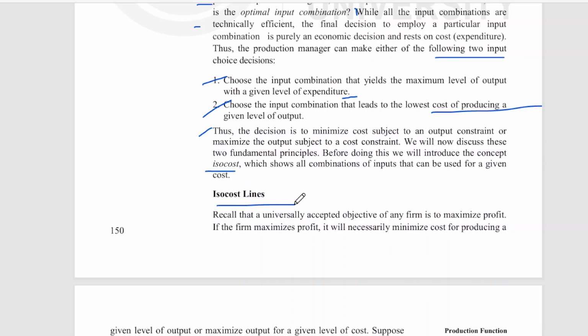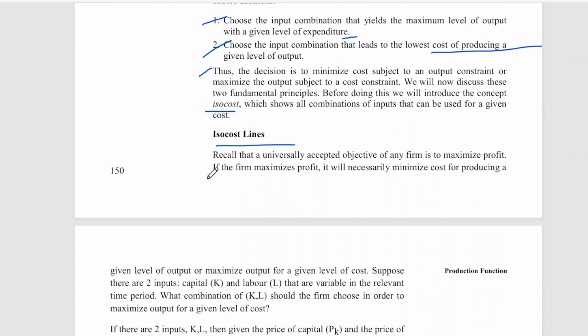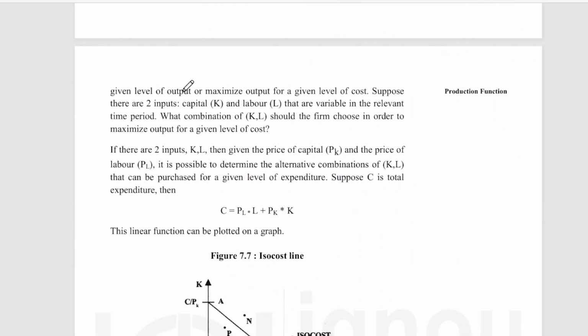So what is an isocost line? Recall that a universally accepted objective of any firm is to maximize profit. If the firm maximizes profit, it will necessarily minimize cost for producing a given level of output or maximize output for a given level of cost. Suppose there are two inputs, that is capital and labor, that are variable in the relevant time period. So what combination of K and L should the firm choose in order to maximize output for a given level of cost?